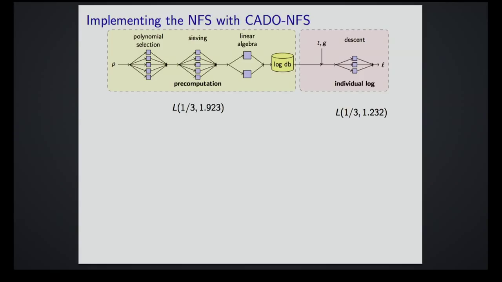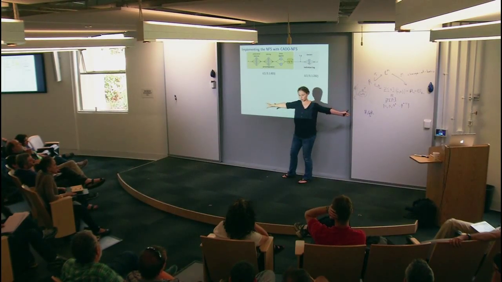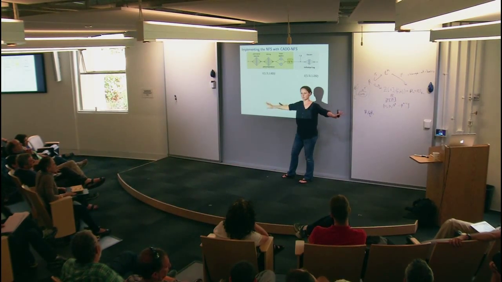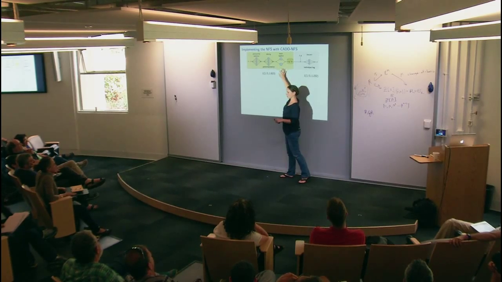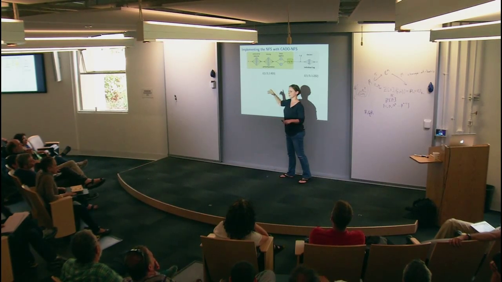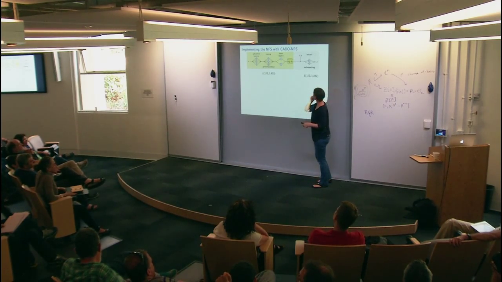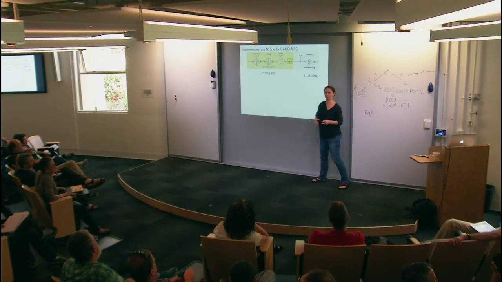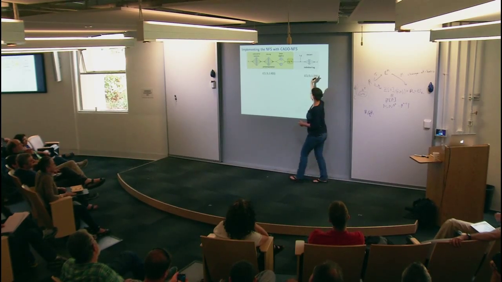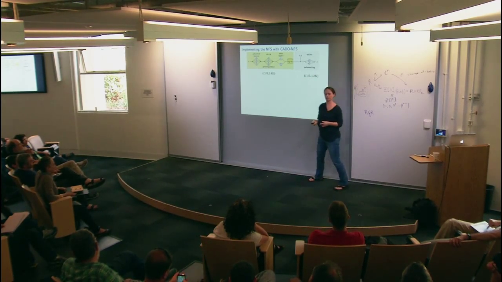And I've tried to draw a little picture of what steps parallelize well and what steps don't. So polynomial selection and sieving, they're embarrassingly parallel. You can distribute them as much as you want. It doesn't matter. Linear algebra can be somewhat parallelized, but it's more limited because the different steps need to communicate more with each other. And then the descent is somewhat parallelizable, mostly because you're essentially doing a lot of resieving.